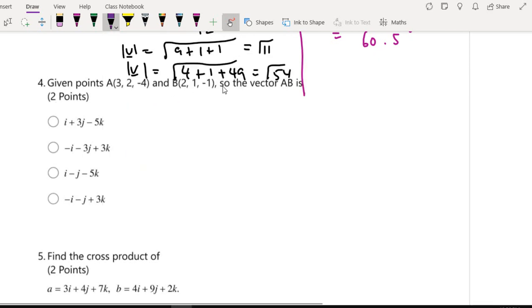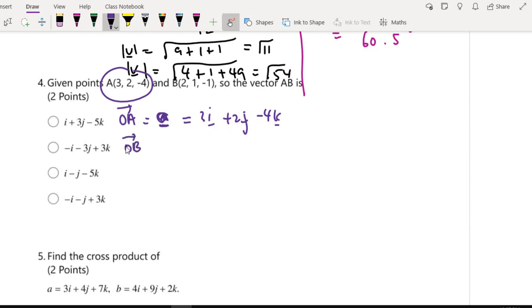Given point A, point B, so that the vector AB is, so this point you can change to the position vector OA, or a with a curly line underneath to show position vector. So this is 3i plus 2j minus 4k, component ijk. For the coordinate of point B, OB shows this position vector from O to B, or b with a curly line. So this is 2i plus j minus 1k. Okay, so now we want vector AB.